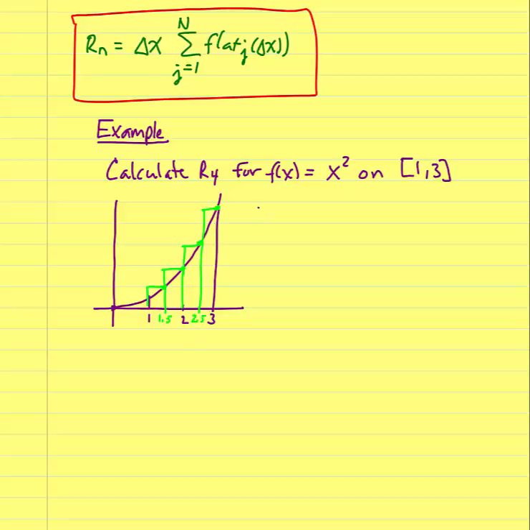So when I want to find the area, I'm going to go ahead and use that formula that we had right up here. So let me copy it down again. R sub n equals delta x, and I'm going to sum j equal 1 to 4 because I have 4 rectangles here. And this is f of a plus j delta x.